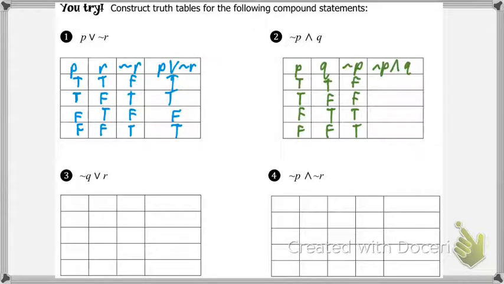Now when I go to my last column, not P and Q, I would need to look at which two columns, the first, second, or third? Which two would I look at? The first and third. Oh, sorry. Second and third, Q and not P. Or not P and Q. And what do I need them to be? Do I need one true or both true here? Both, because it's and. So what's going to be my first row? False. Second row. False. Third row. True. Fourth row. False.